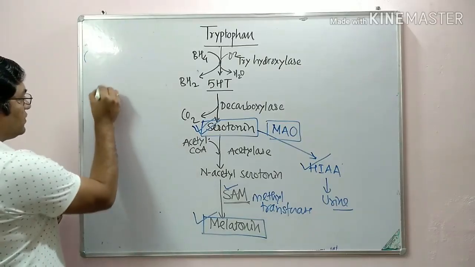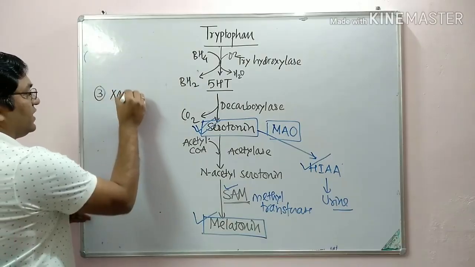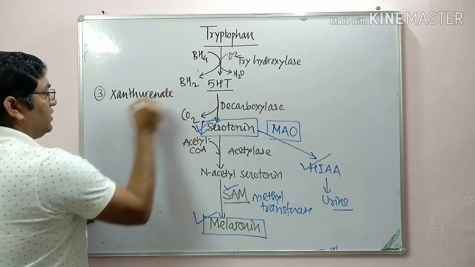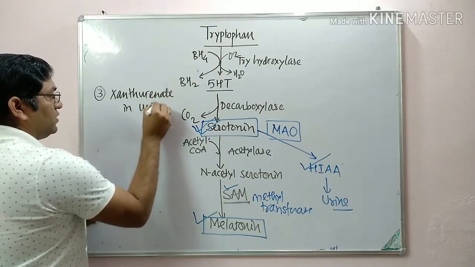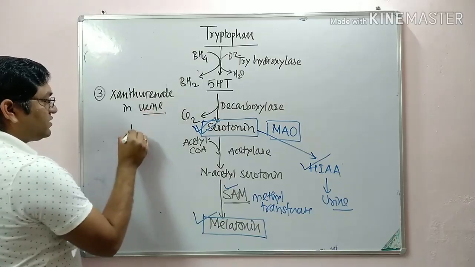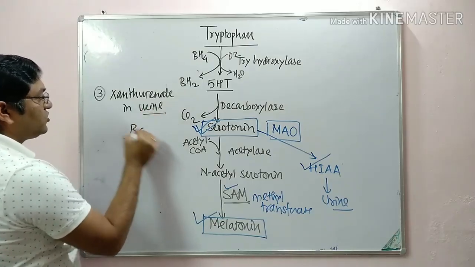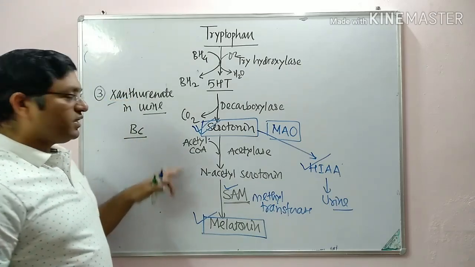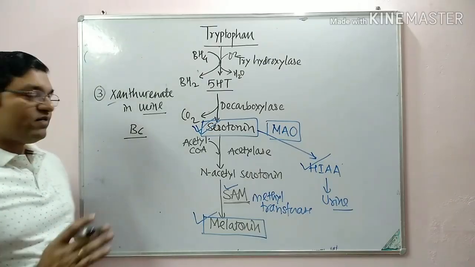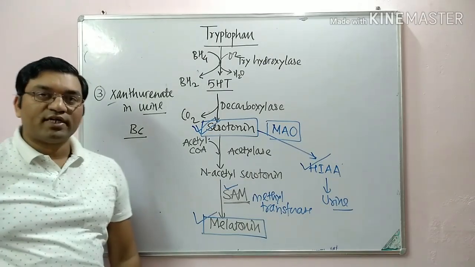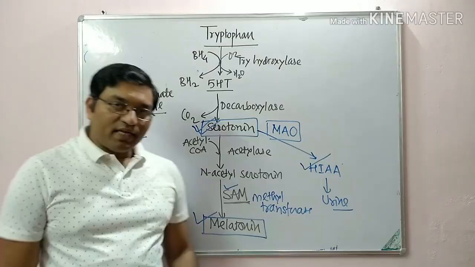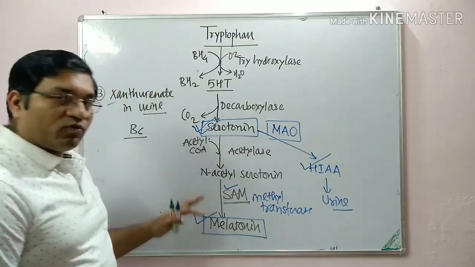Coming to the third, that is xanthurenate excretion in vitamin B6 deficiency. There is excretion of xanthurenate in urine because kynureninase is defective and the pathway is diverted for the production of xanthurenate, which gets excreted in urine. So there is generation of NAD and NADP via tryptophan.